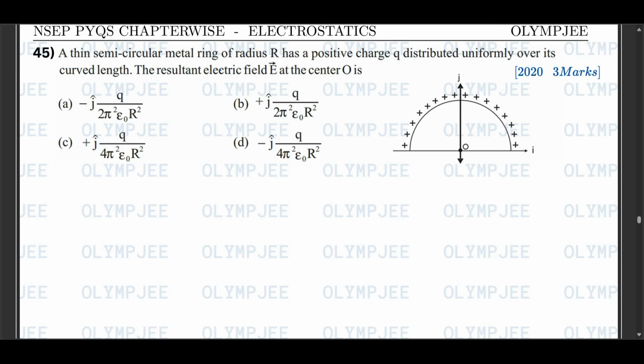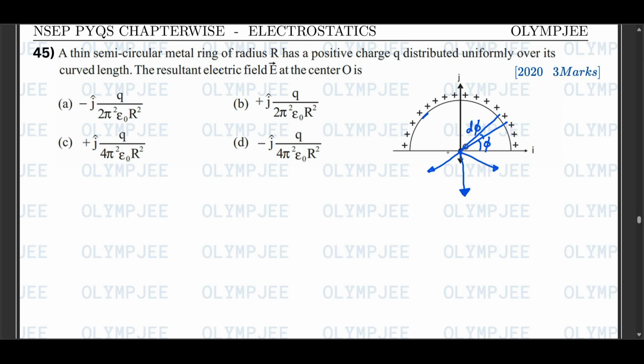q distributed uniformly over its curved length. The resultant electric field E at the center O is. Okay, so let us solve this question. This is a simple question. So if this is the angle phi from i cap direction and this is the d phi, so the field due to this will be in this direction. And similarly, if we take an angle phi from here and take this element, so field will be in this direction. So the i cap components of both will get cancelled and field will only be in minus j direction.